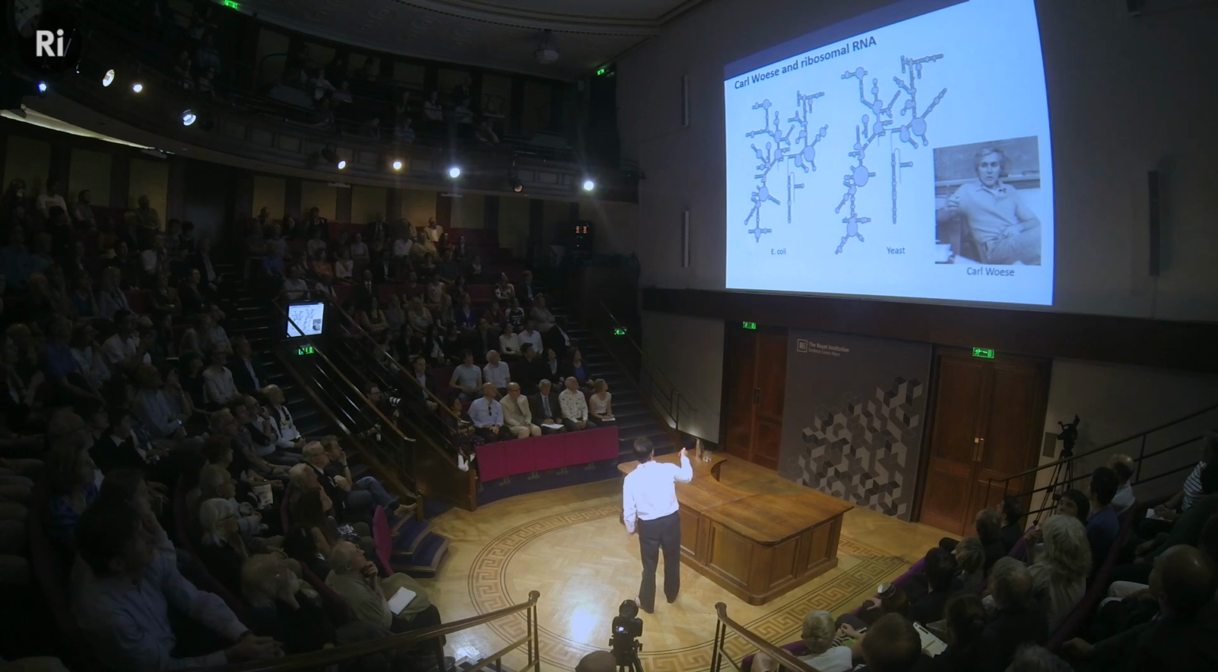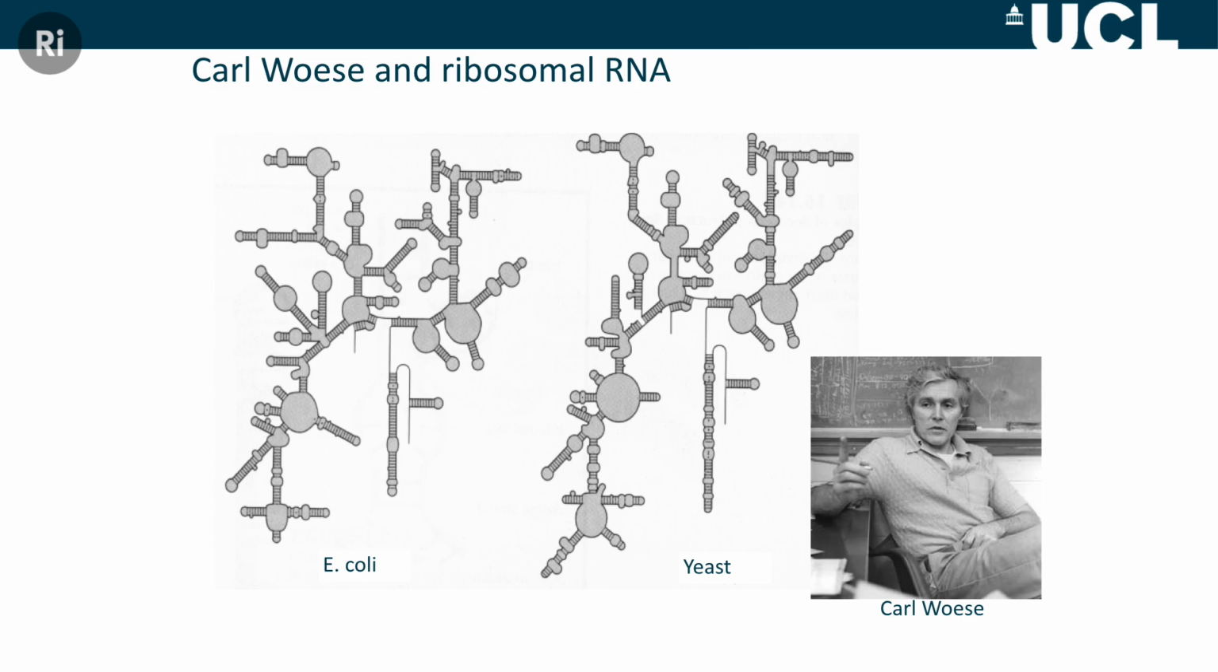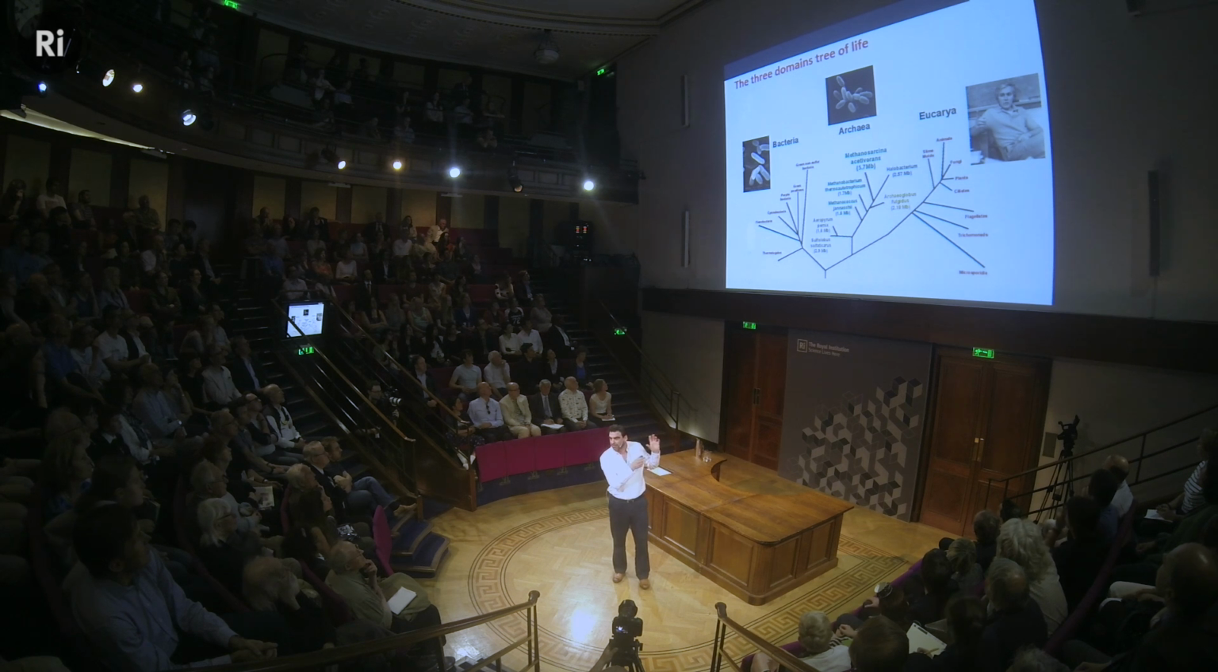So this is the small subunit ribosomal RNA, and Carl Woese picked on that back in the late 1960s and started to compare the structures of these. So this is yeast. The human one is very similar to that. This is E. coli. You can see these molecules are remarkably similar right across all of life. And so what Woese did was to compare these molecules, and he came up with this tree of life.